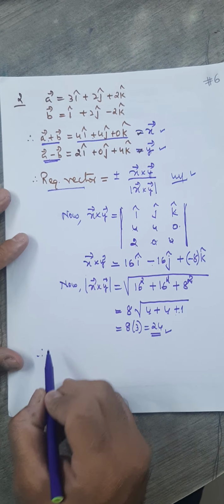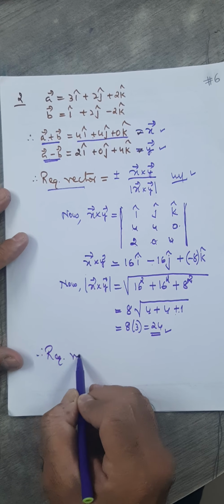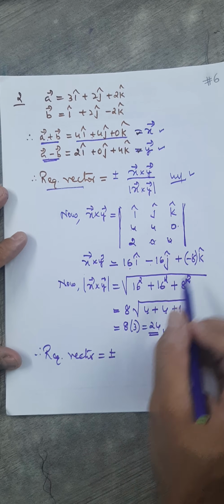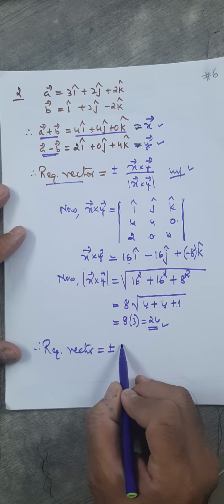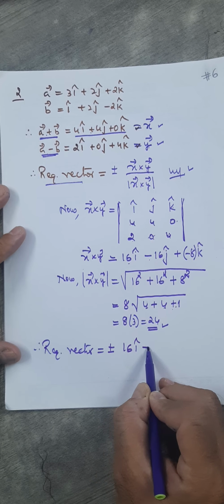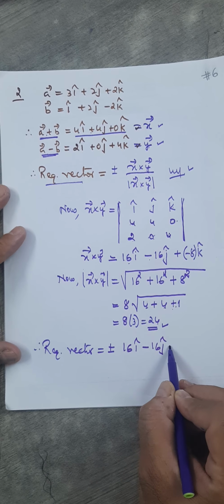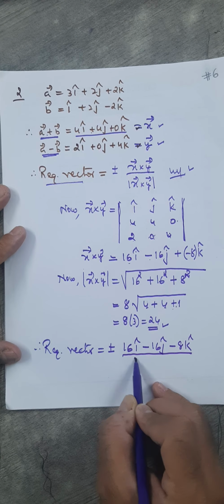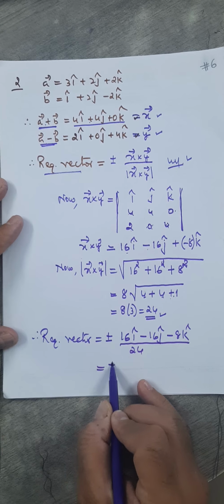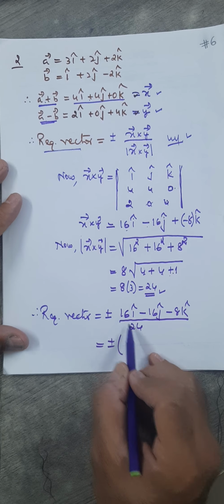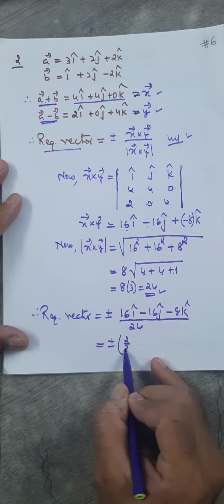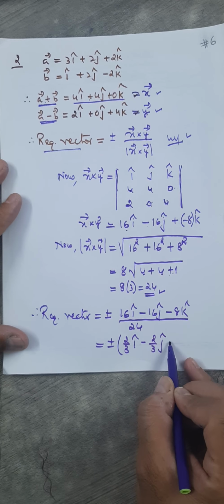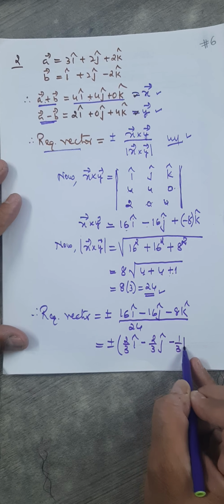So finally, the required vector equals, therefore, we'll just come back to this. Required vector equals plus or minus the cross product, that is here, 16 i cap minus 16 j cap minus 8 k cap upon their magnitude, which is 24. So you can write plus or minus 2 by 3 i cap minus 2 by 3 j cap minus 1 by 3 k cap.